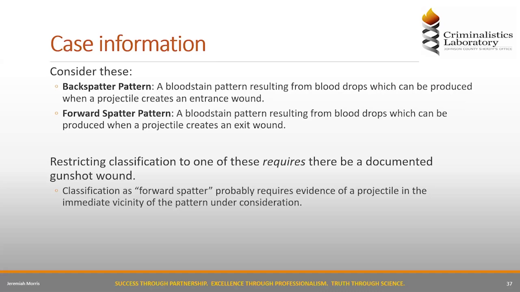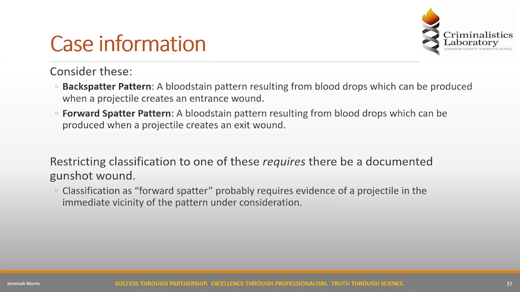So for me, if I'm going to restrict my classification, if I'm going to say this pattern is definitely a forward spatter pattern, or this pattern is restricted to a back spatter pattern, I am required to have a documented gunshot wound. If I don't have a gunshot wound, I may need to consider these for sure, but I cannot exclude everything else and restrict my classification to just forward spatter or back spatter without the presence of a gunshot injury.